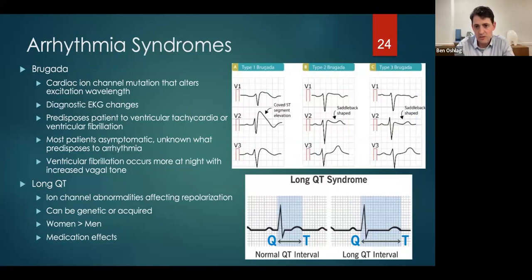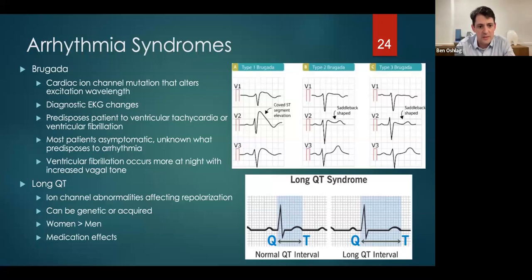But certainly if you see someone with this on a screening EKG, best to refer them to cardiology, let them have further testing, and possibly some intervention prior to their returning to sport. And for some reason, it actually occurs more often at night with increased vagal tone.